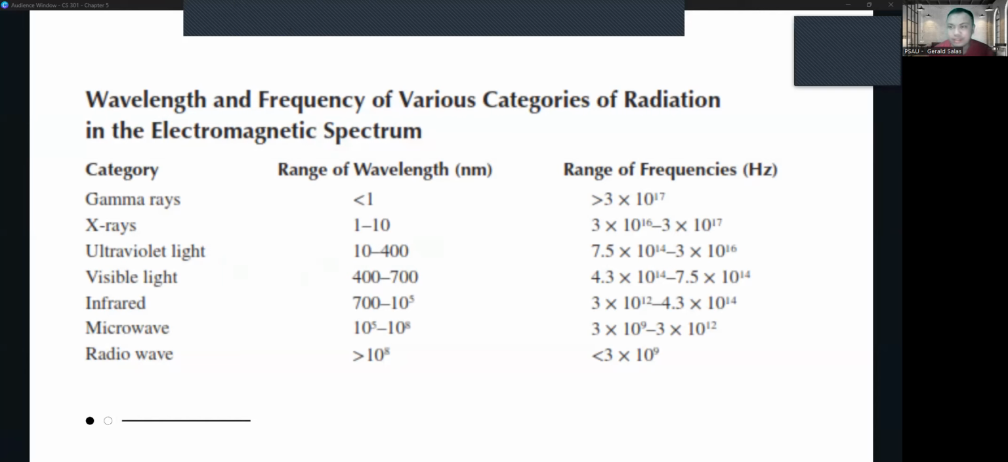We have the gamma rays, the X-rays, the ultraviolet light, the visible light, the infrared. So usually infrared is present sa ating mga remote controls, sa ating mga phones. We also have microwaves sa ating mga microwave oven, and radio waves, which are used in the radio stations. But we are talking about this because this radiation has a great influence doon sa ating temperature.